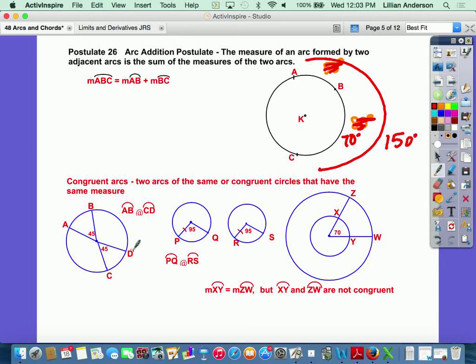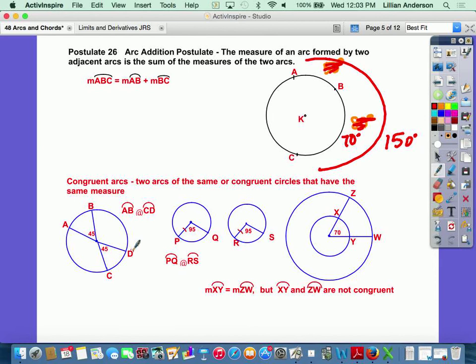Wait, I'm sorry. What? They're similar. Yes, they're similar, but they're not congruent. Let me rephrase: when they're like that, they're always going to be similar and not congruent? Their measures would be, but the actual distances themselves, like from X to Y and then from Z to W, they wouldn't be.